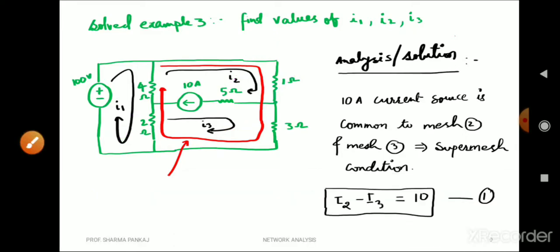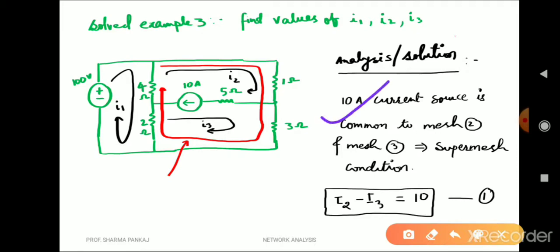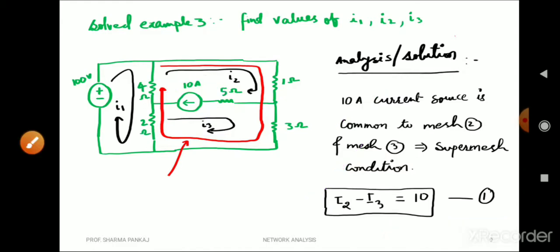The 10 ampere current source is common to mesh 2 and mesh 3. As I have already discussed in this video, this leads to super mesh conditions. Now look at the 10 ampere current direction. It is from right to left. So the current I2 minus I3 will be equal to 10. Call it equation number 1. This is your super mesh.